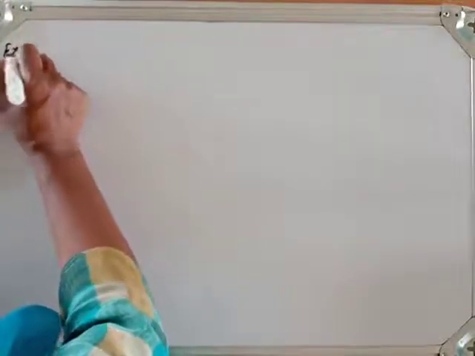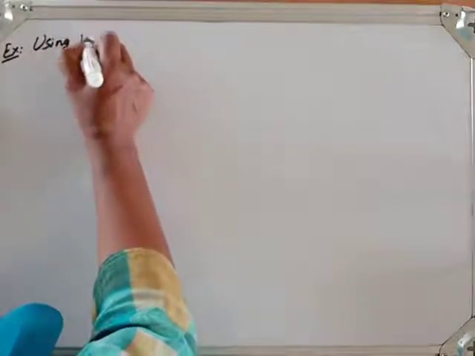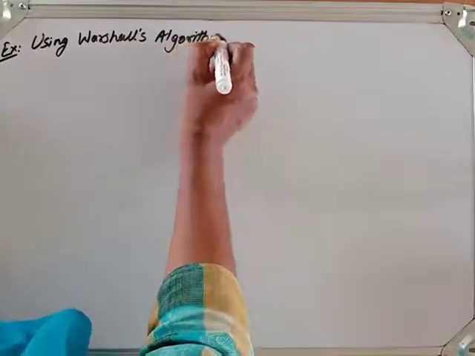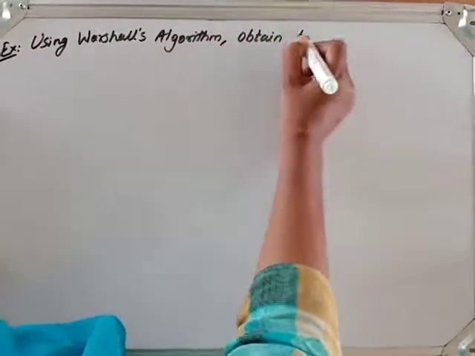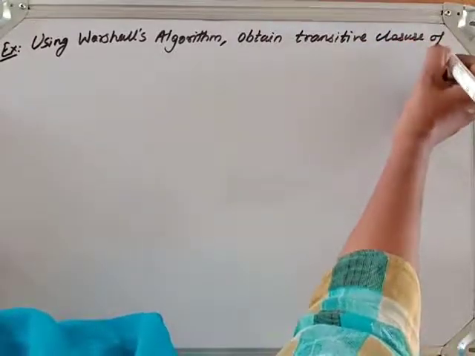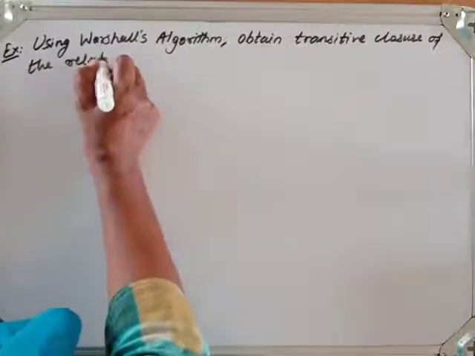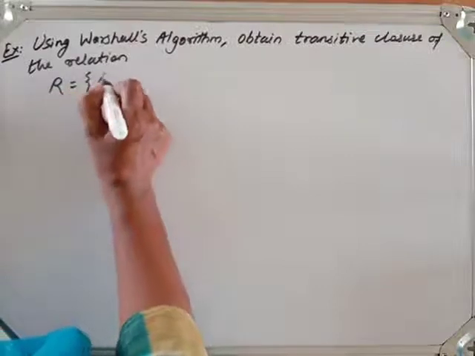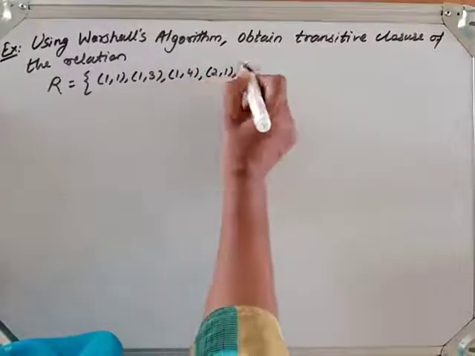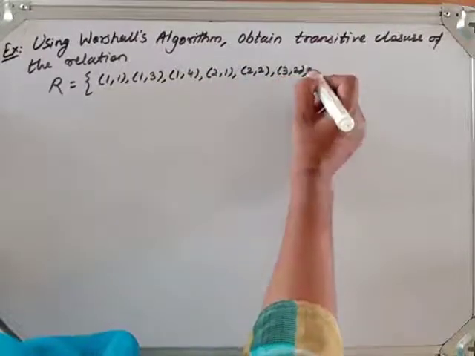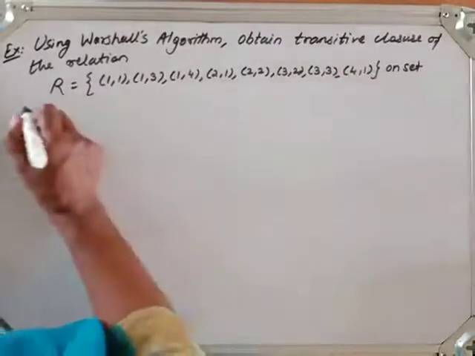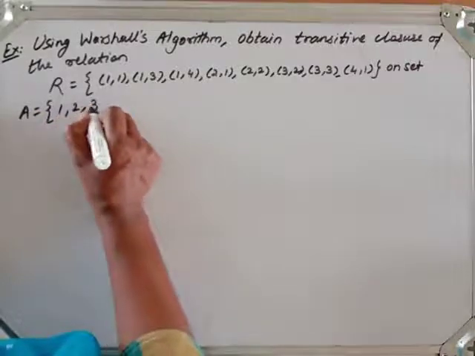So, example: using Warshall's algorithm, obtain the transitive closure of the relation R, and that relation is (1,1), (1,3), (1,4), (2,1), (2,2), (3,2), (3,3), (4,1) on set A having the elements 1, 2, 3 and 4.